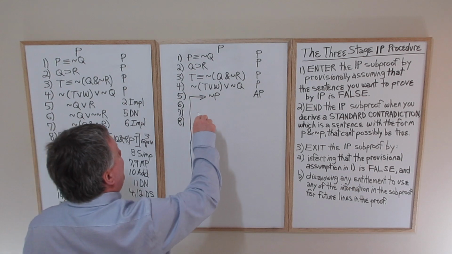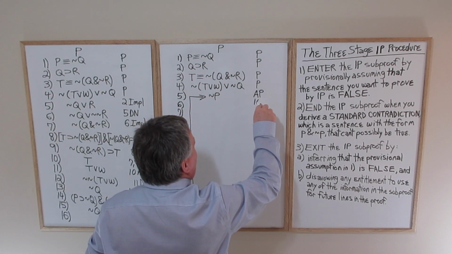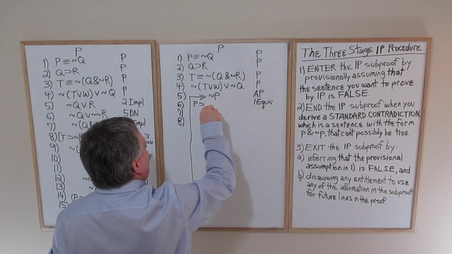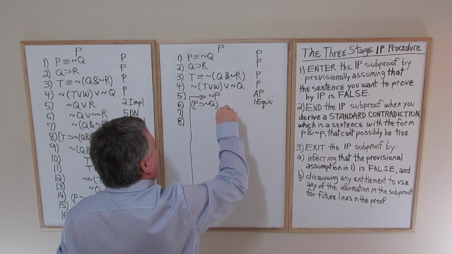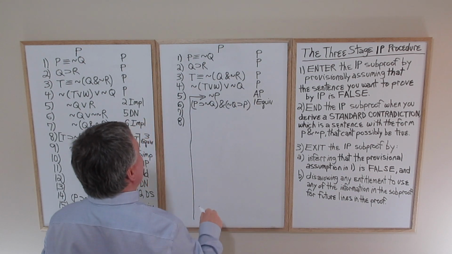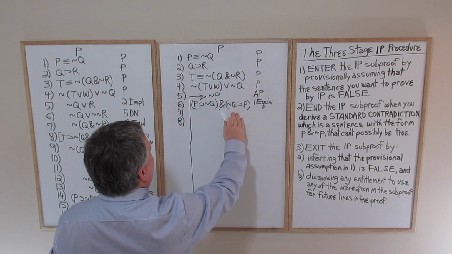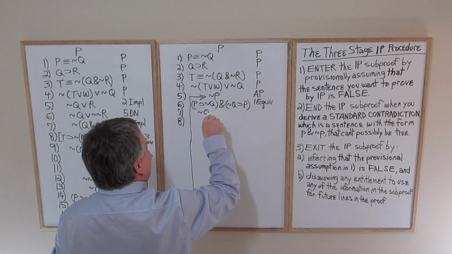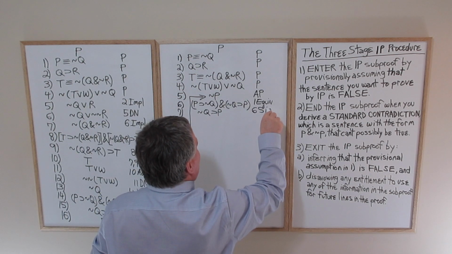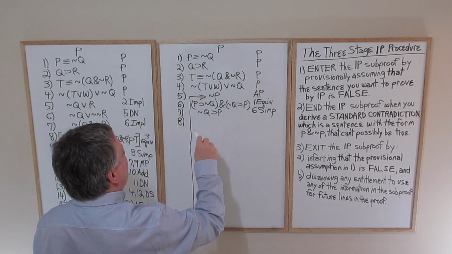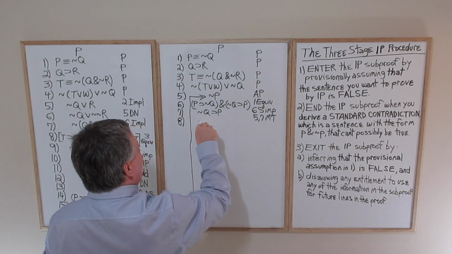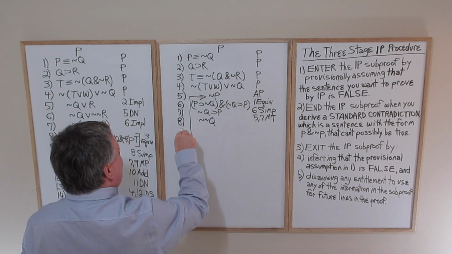We can do an equivalence on line 1 to get P horseshoe tilde Q and tilde Q horseshoe P. Since we've got tilde P, we snap off the right hand side, tilde Q horseshoe P, that's 6, simp, so that we can do a modus tollens, 5, 7, modus tollens to get tilde tilde Q.